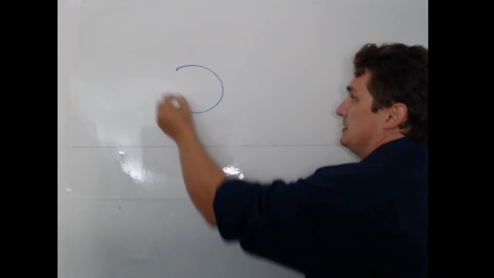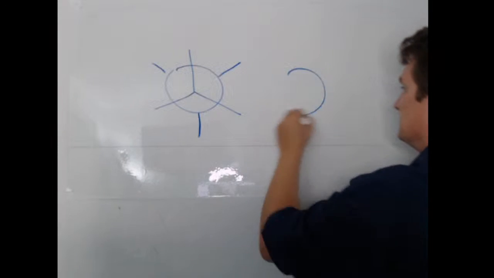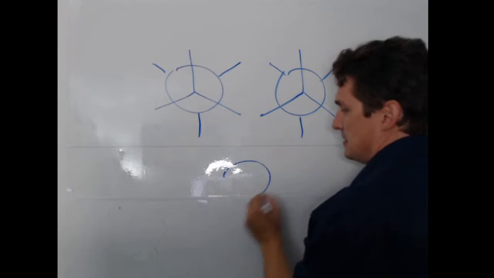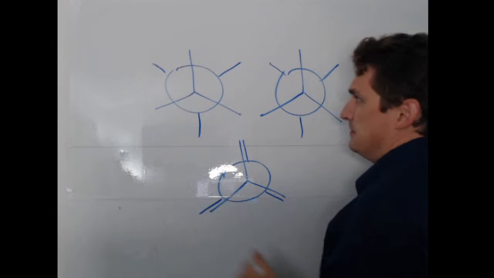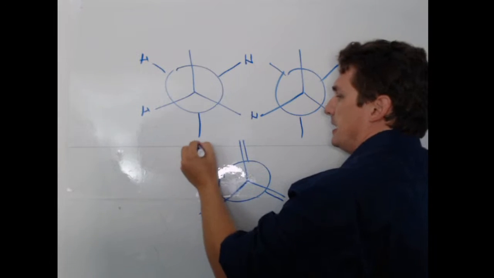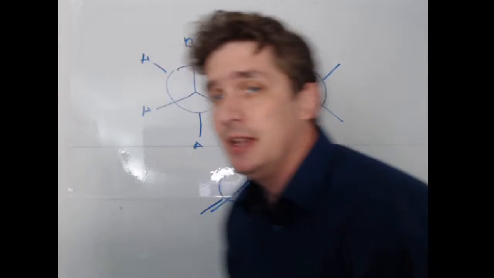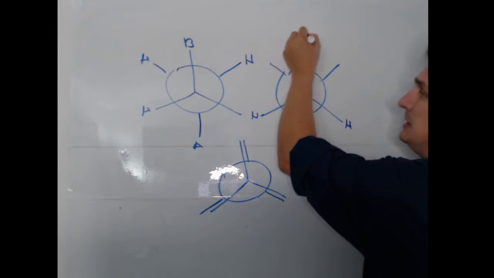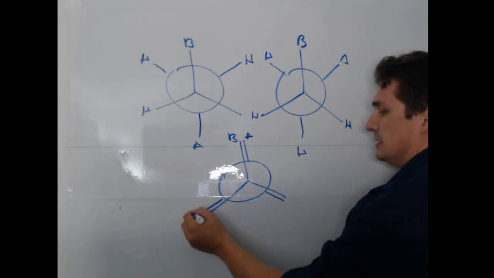So let's say we have our Newman projections, and we've got three possibilities here. Obviously there's more, but we're going to consider three. In one conformation, we've got two big groups, A and B, as far apart from each other as they can get. This is the anti-conformation. Then we've got the same molecule, but now we've rotated it so that B and A are close to each other. And then we've got one where B and A are eclipsed.